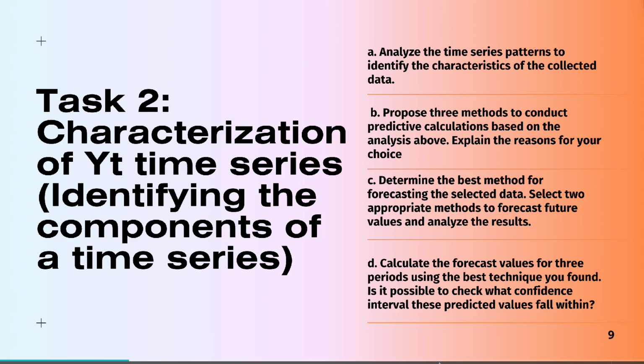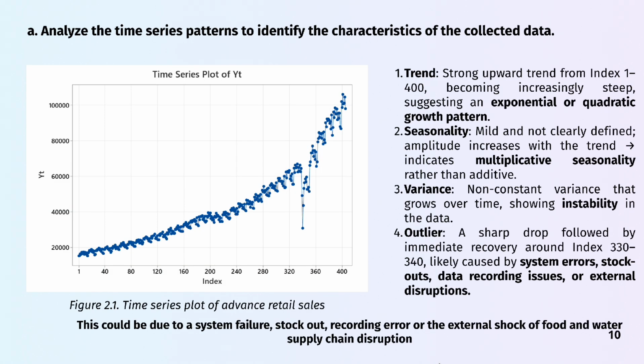Test 2 is characterization of time series YT. So first is the time series plot. By looking at the time series plot, you can see it's suggesting an exponential upward growth pattern, and it indicates multiplicative seasonality. It also has a non-constant variance that grows over time. In the instability in the data, you can see at index 330 to 340, it has a sharp drop followed by an immediate recovery. It's likely caused by a system error, stock-out, data recording issues, or external disruption.